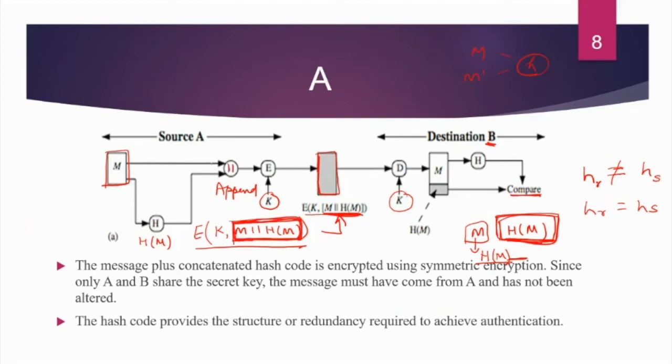So the message plus concatenated hash code, the entire thing is encrypted using symmetric encryption in this case, right? And since only A and B share the secret key, the message has come from A and has not been altered. Okay, so we can validate these two things: integrity of the message and origin authentication is done.